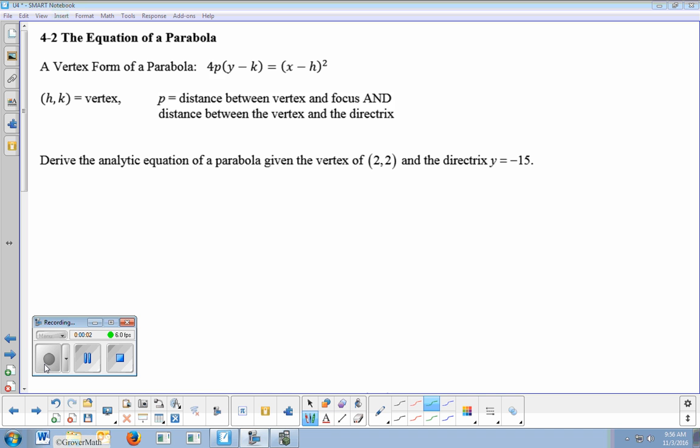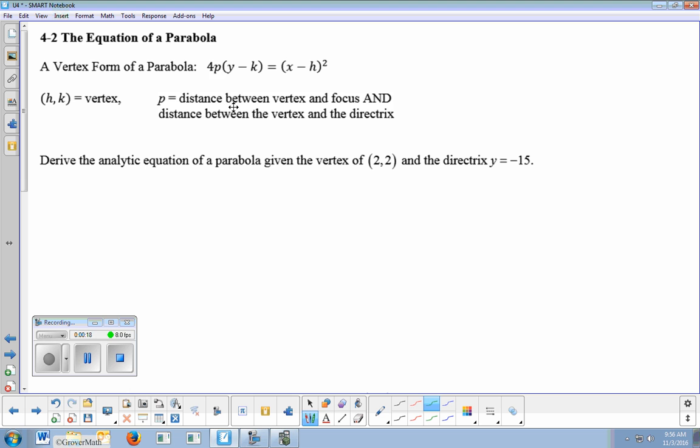Algebra 2, Common Core, the equation of a parabola. What we're going to see in this video is that if we have a little bit of information, we could get the equation of a parabola from this formula here. And this is one of the few formulas you're going to have to memorize in this course.